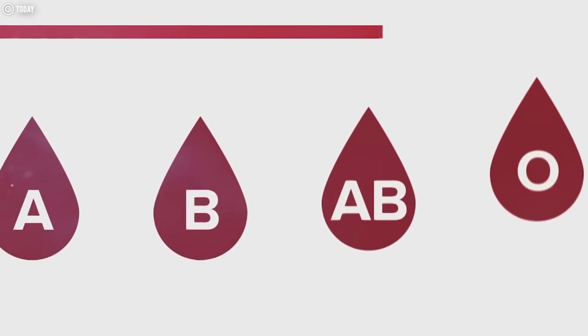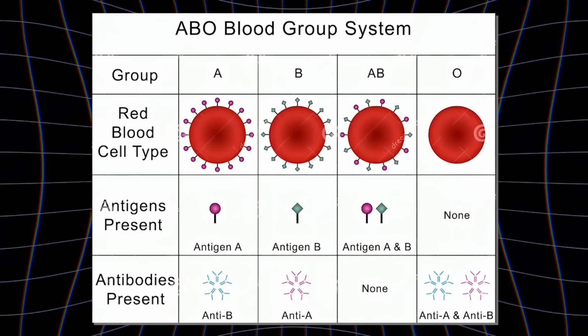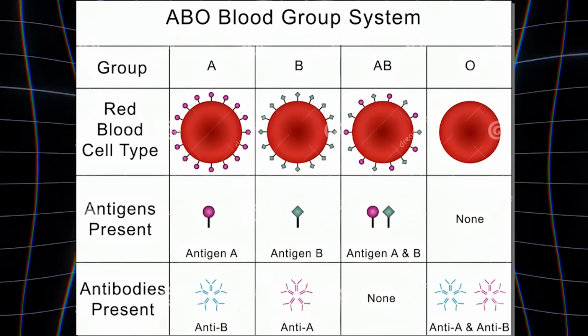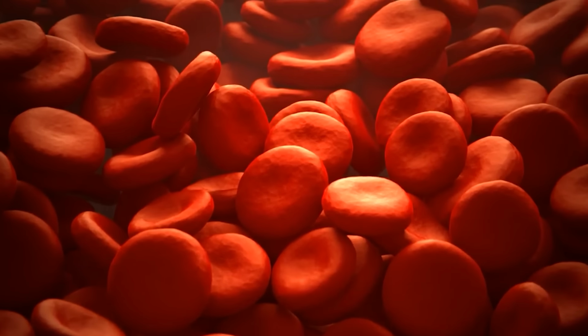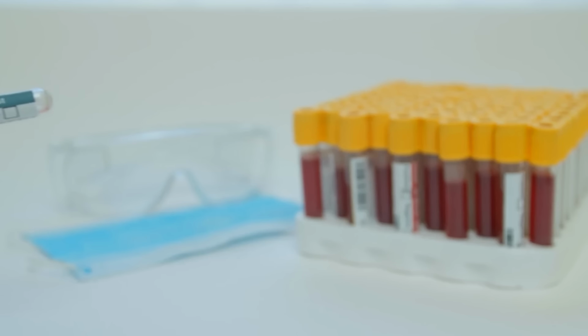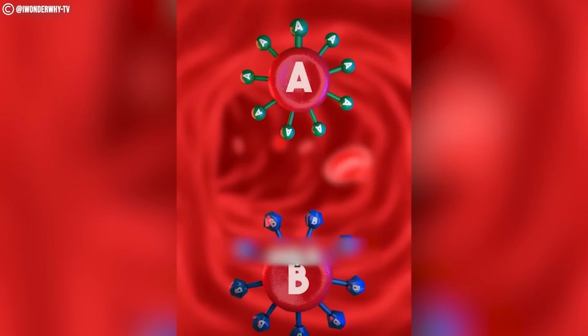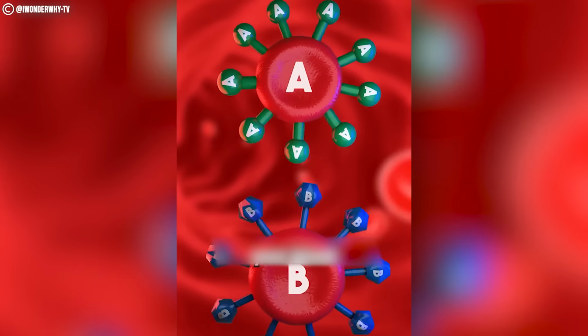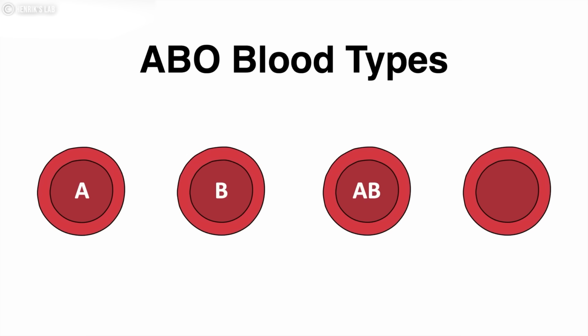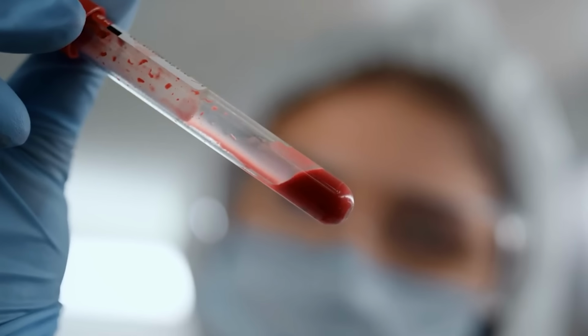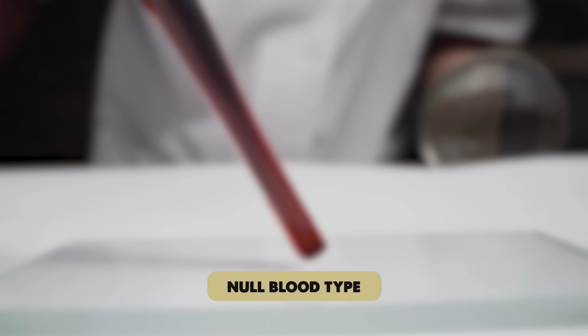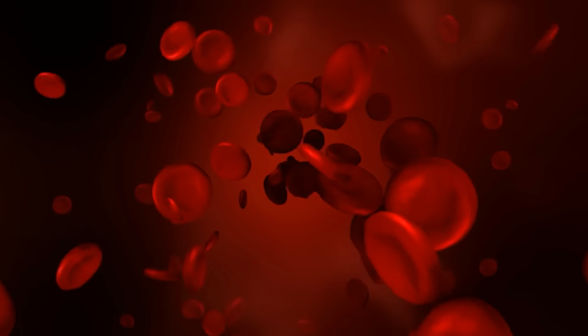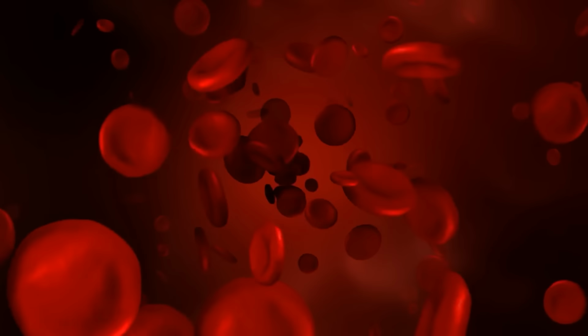These categories come down to tiny chemical markers, antigens, sitting on the surface of your red blood cells. Think of them like little name tags your cells wear. Type A has the A antigen, type B has the B antigen, type AB wears both, and type O, well, O shows up without either tag. That's why scientists often call it the null blood type. It looks blank, like a cell without any identity badge.